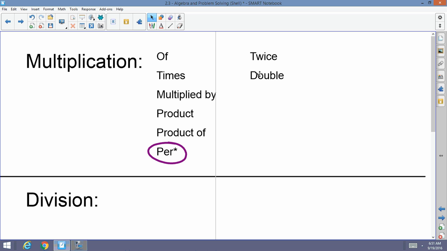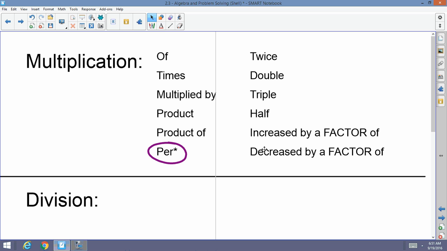Twice. Double. Triple. Half. Increased by a factor of. Decreased by a factor of. Let me explain some of these. Now, per, first of all, per has a little asterisk because per can actually be multiplication or division. It depends on the way they phrase the word problem.